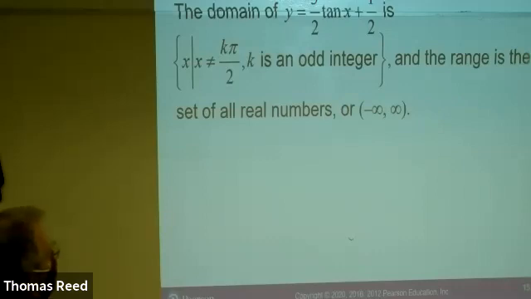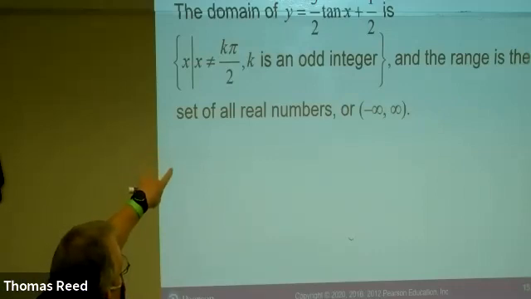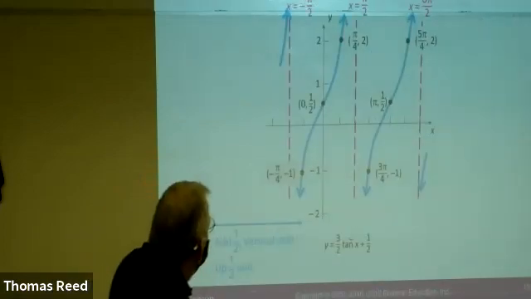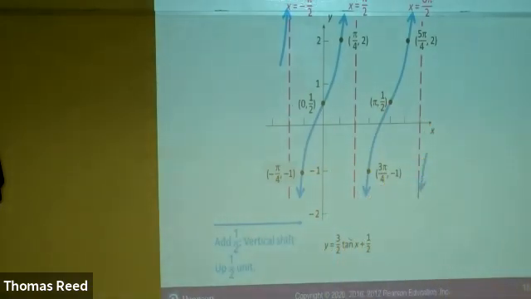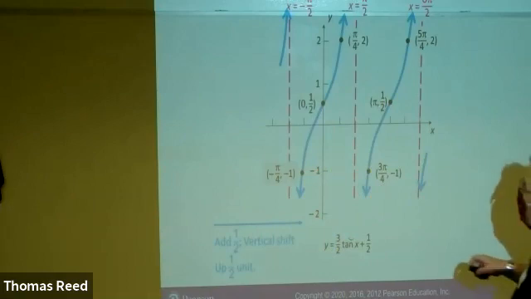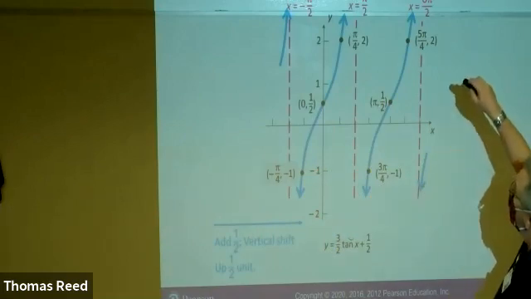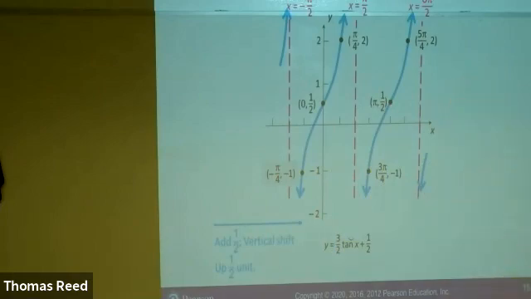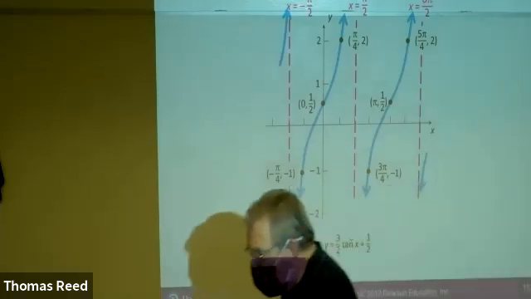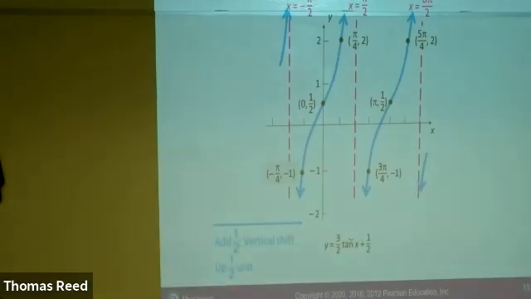Now, they asked for the domain. Well, the domain of this function is the same as the domain of tangent, because nothing was done to change my x. The omega is 1 and there's nothing being added in there. So there's no change in the x direction. So the domain remained the same, which is all real numbers except for odd multiples of pi over 2.